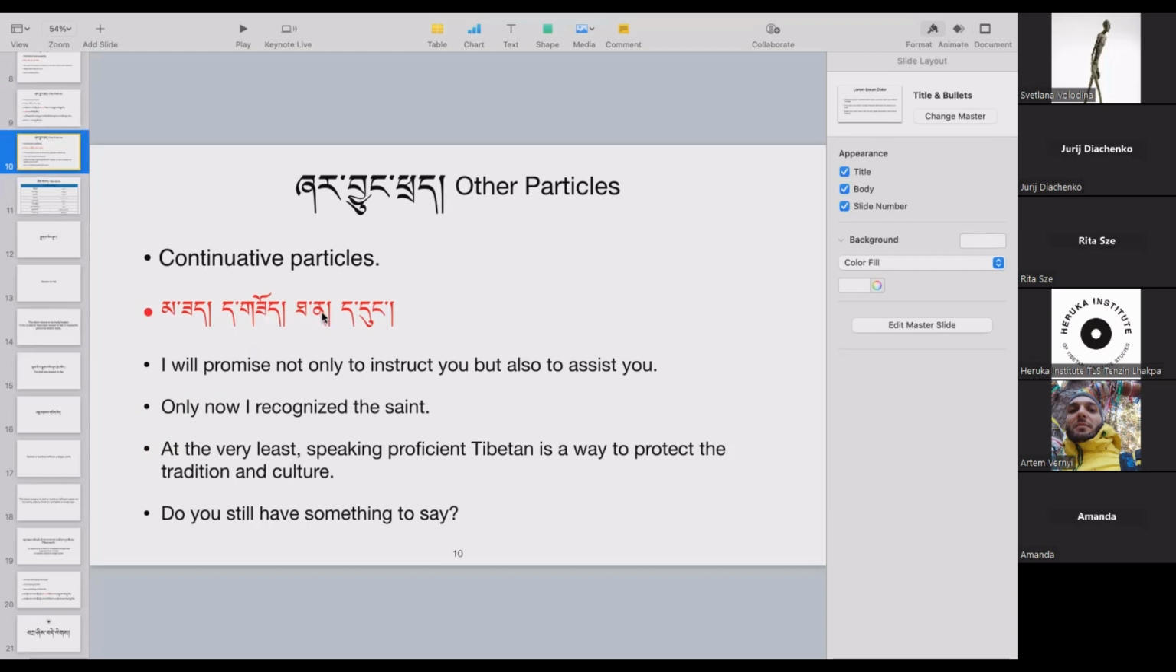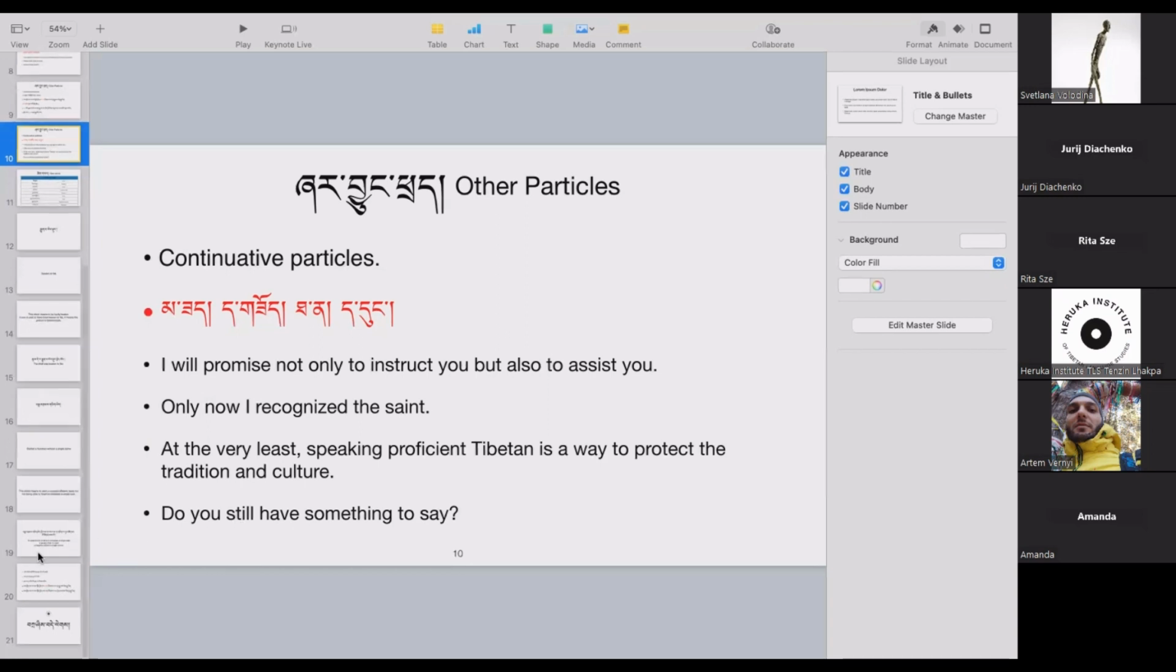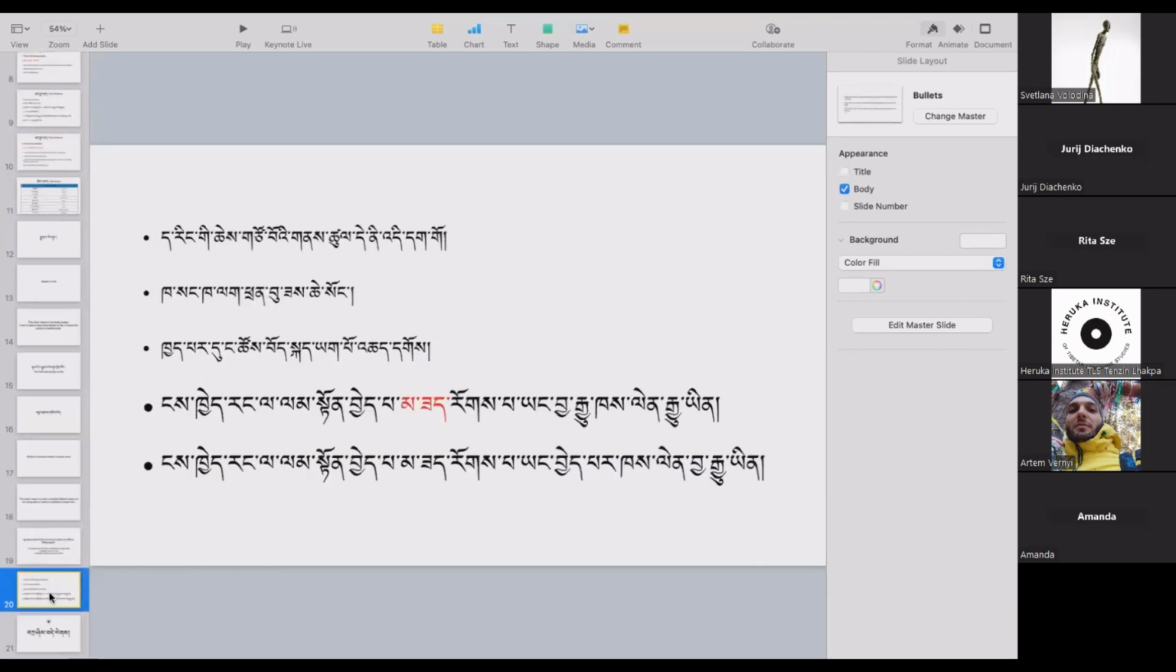At the very least means tana. So when we say this is the least that can be done, you can at least do this, or at the very least you can do this, or at the very least this can be done. So tana means at the very least. Tadung means, do you still have something to say? Tadung means still. Do you still have something to say? So other examples. Let me do this.